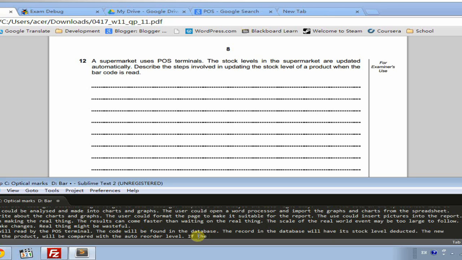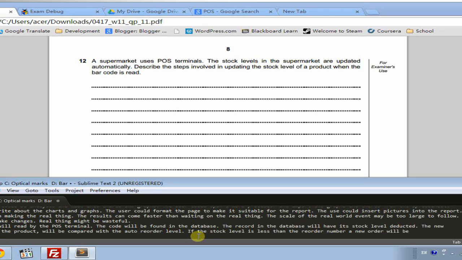If the stock level is less than the reorder number, a new order will be automatically sent. Okay. Yeah. So, and then you could have something like, yeah.